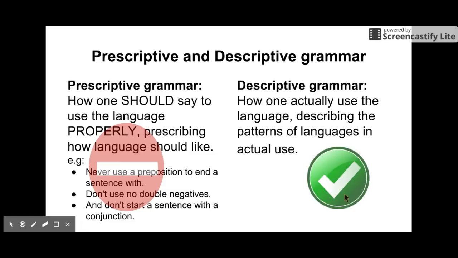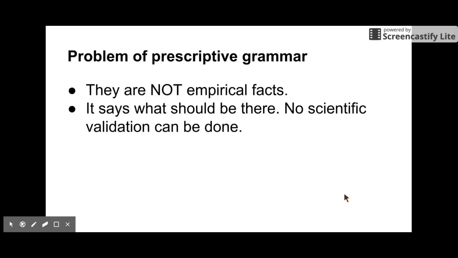Because linguistics should be an empirical science, we are trying to gather facts objectively. Okay. Actually, the problem of prescriptive grammar is that they are not empirical facts. They are fixed. It says what should be there, so no scientific validation can be done to verify prescriptive grammar.